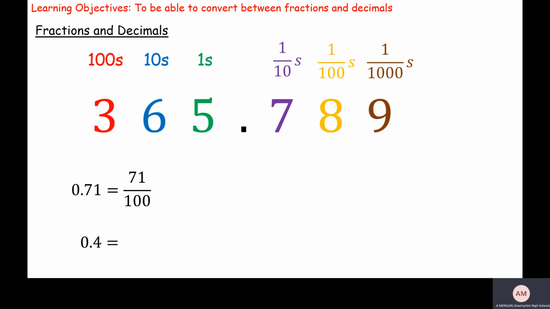Whichever the furthest along place value is, you put the entire number over that. So 0.71, 71 over 100, because it uses the hundredths column. Now this 0.4, it only uses the tenths column. So we're not going to put it over hundredths, over 100. We're going to put it over 10. We're going to change that to 4 over 10.